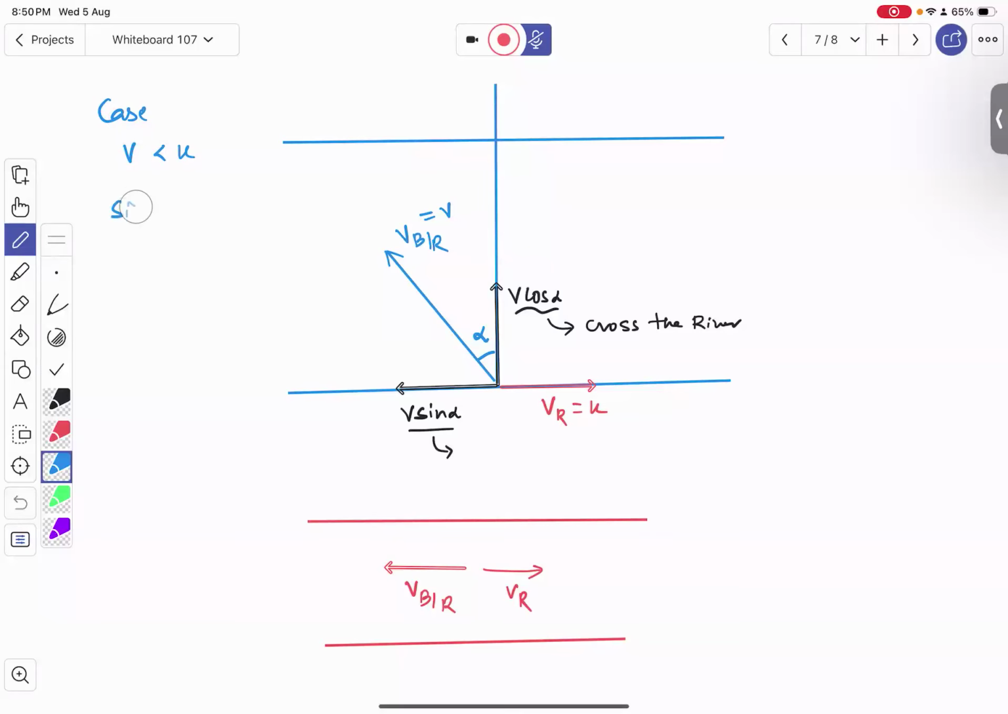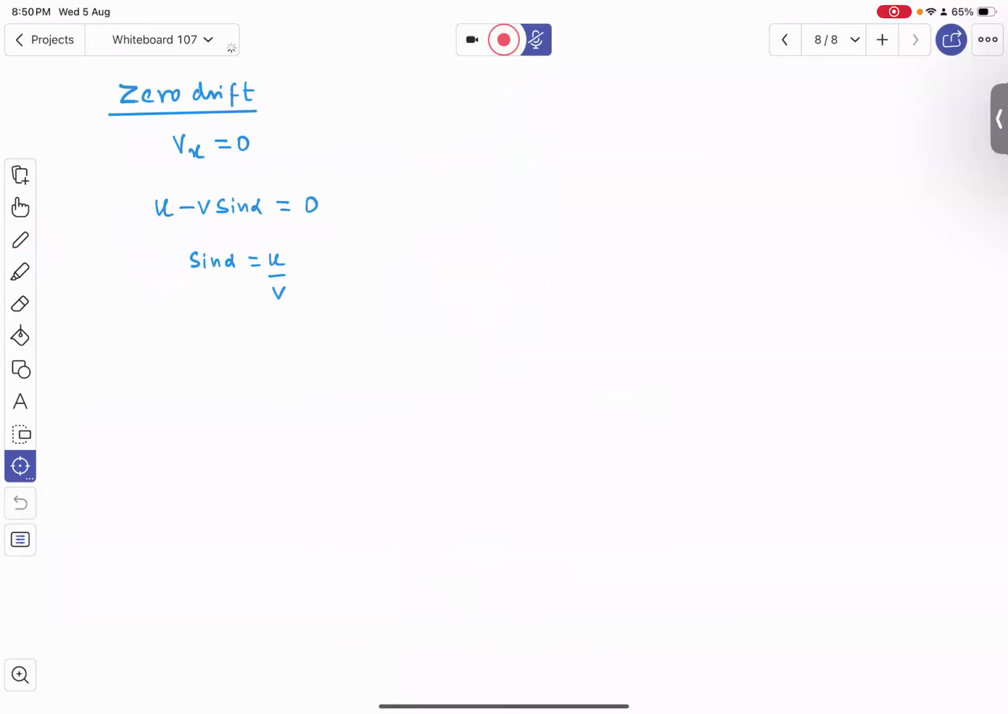Sine alpha is a quantity always less than 1. Alpha is something less than 90, so sine alpha is less than 1. So V sine alpha is guaranteed to be less than V. If V itself is less than U, then how can V sine alpha become equal to U? So V sine alpha can become equal to U only when U is less than V, or not? Or we can say it the other way around also: sine alpha can never be more than 1.